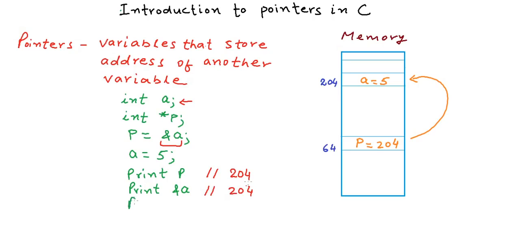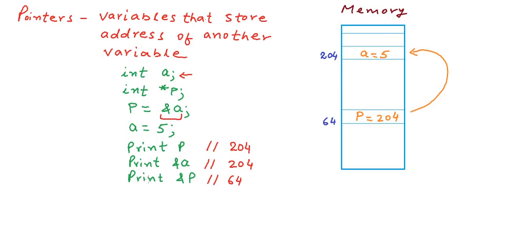What if we want to print ampersand of p? Now p is also a variable and it is also stored in the memory. So ampersand gives you the address of that variable, so printing ampersand of p should give us 64, which is the address of p. Now there is one more important property of pointer. If we put an asterisk sign in front of the pointer, then it gives us the value at the location that it points to. So what will happen if we try to print star of p, asterisk of p? Well, it will give us 5.